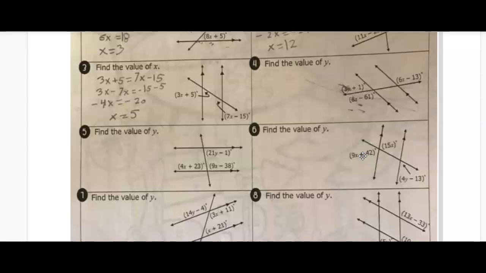So in a shortened version of this, what I would then understand is that this angle plus this angle add up to 180. So whatever number you have here, this plus 4y minus 13 equals 180. And then you're solving for y.